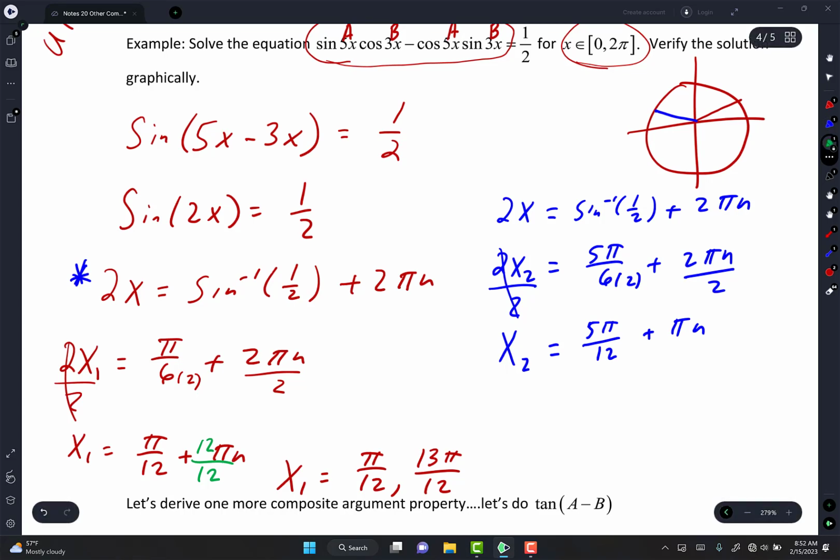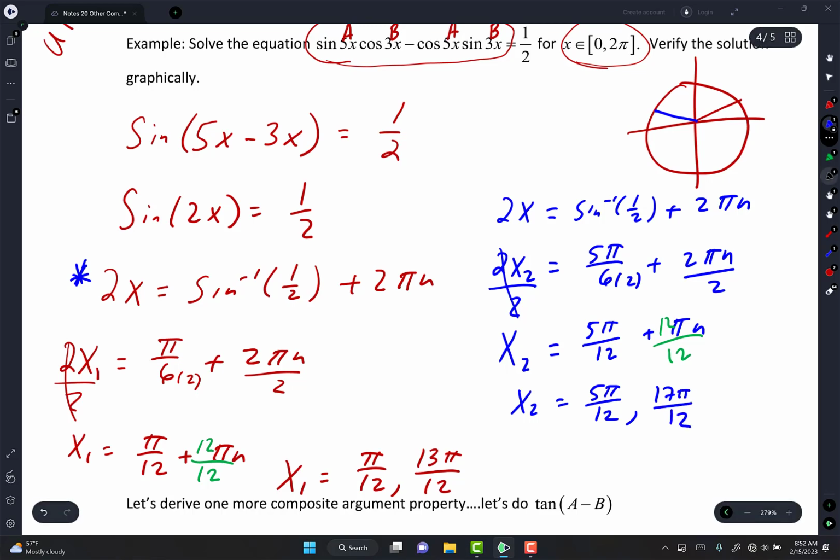I need a common denominator. That n is any integer. 12 over 12. Here are my answers. x2 equals, one answer is 5 pi over 12, comma, another answer is 5 plus 12, 17 pi over 12.